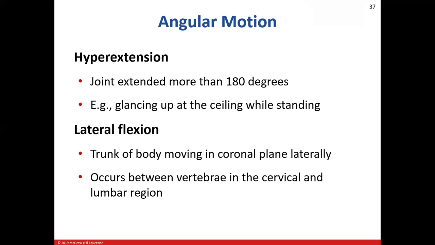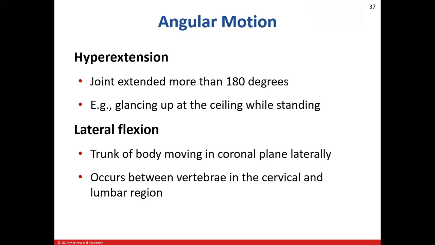Hyperextension is where the joint actually gets extended more than 180 degrees. So if you are looking straight forward and you glance up at the ceiling while standing, that's where we've actually had hyperextension of your cervical spine or of your neck, because we can also have flexion and extension at your cervical spine. Flexion is going to be looking down at the floor. Extension is going to be coming back to normal. And then hyperextension is going to be bending it back even farther.